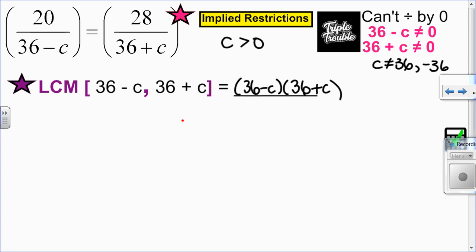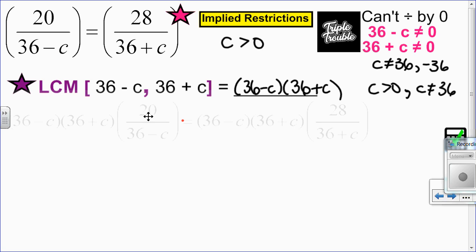So let's try and combine these together. It has to be greater than 0, which covers the negative, but it can't equal 36. So my restriction is going to be C greater than 0, but not equal to 36. Okay, now I'm ready to solve.